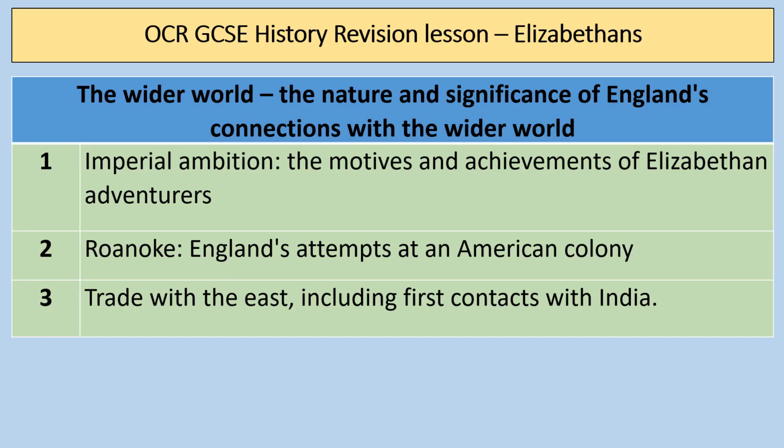Okay, in terms of key content for this part of the course, we're going to learn about the wider world, the nature and significance of England's connections with the wider world. We're going to think about imperial ambition, so the motives and achievements of Elizabethan adventurers. We'll look at Roanoke, England's attempts at an American colony. And we're going to look at trade with the East, including first contacts with India.